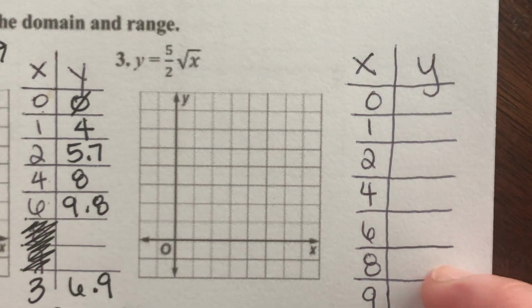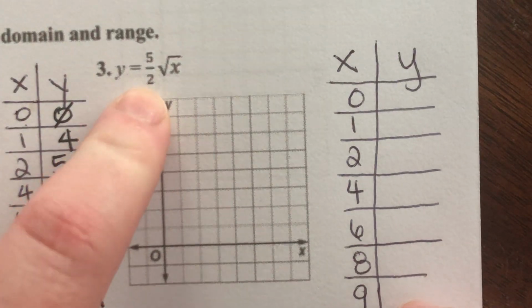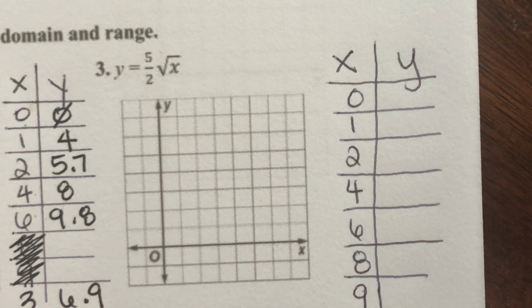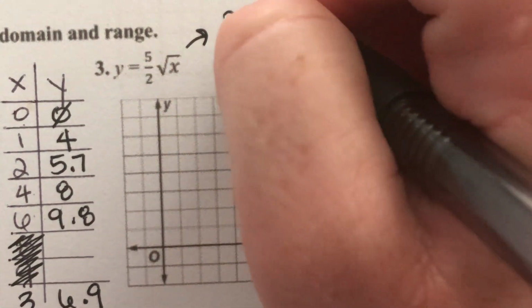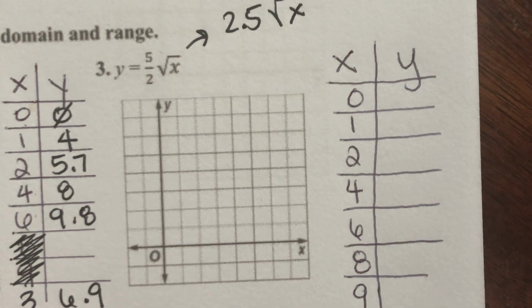Okay, and one more, last one. Oh, we got another pesky fraction here. Before I even start solving this, I'm going to figure out what the decimal version of that fraction is. 5 over 2 is 2.5. So really, my equation is 2.5 times the square root of x. That's what I'm calculating for y over here.